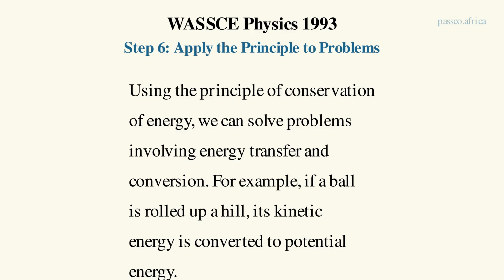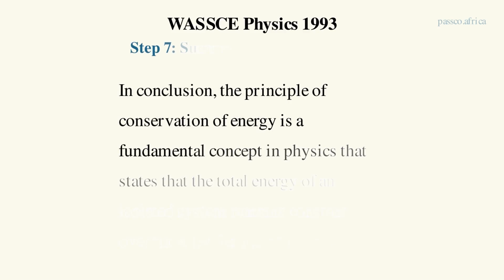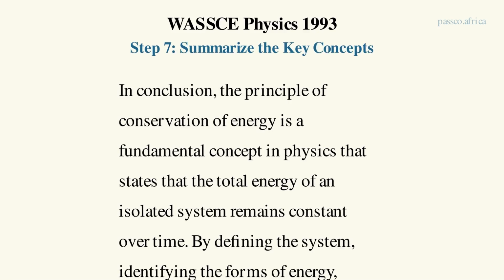Step 7. Summarize the key concepts. In conclusion, the principle of conservation of energy is a fundamental concept in physics that states that the total energy of an isolated system remains constant over time. By defining the system, identifying the forms of energy, applying the law of conservation of energy, using the energy conservation equation, identifying the energy transfer mechanisms, applying the principle to problems, and summarizing the key concepts, we can solve problems involving energy transfer and conversion.